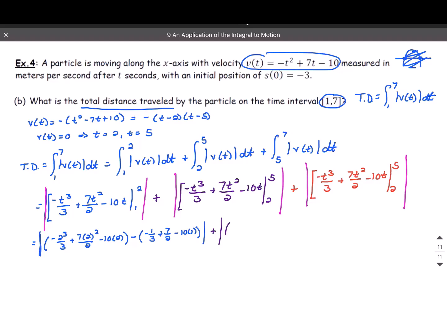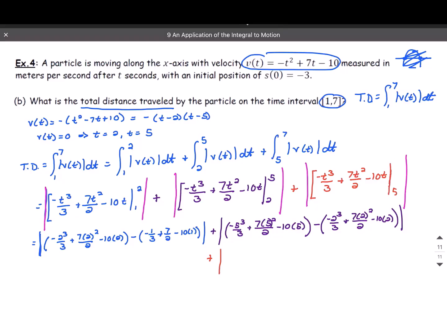We're going to plug in the top, negative 5 cubed over 3 plus 7 times 5 squared over 2 minus 10 times 5, close it, minus, now substitute in the bottom, negative 2 cubed over 3 plus 7 times 2 squared over 2 minus 10 times 2, close it, close the absolute value. We're not done. Plus the absolute value of, substitute in the top. Oh no, my limits are wrong on that last one. Hold on.